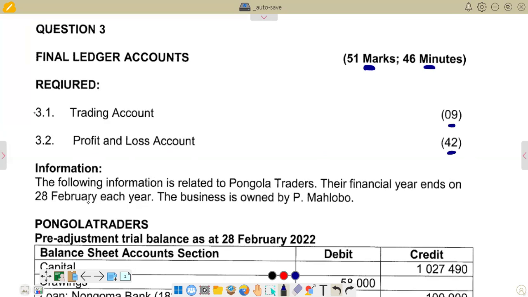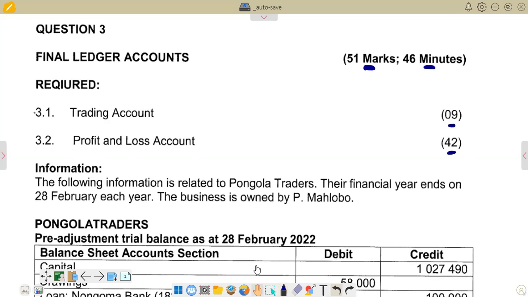Their financial year ends on 28 February each year. The business is owned by P. Mahobo, and we have the pre-adjustment trial balance at 28 February 2022. On the balance sheet section, we've got the debit column and the credit column. So this is the trial balance that we have.